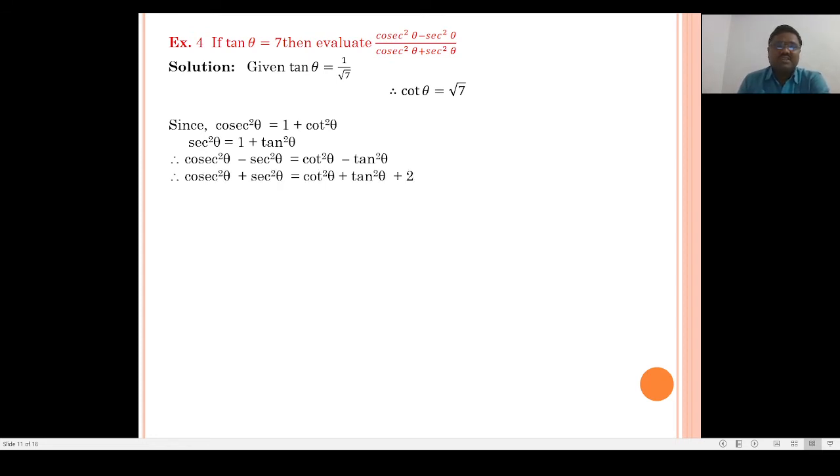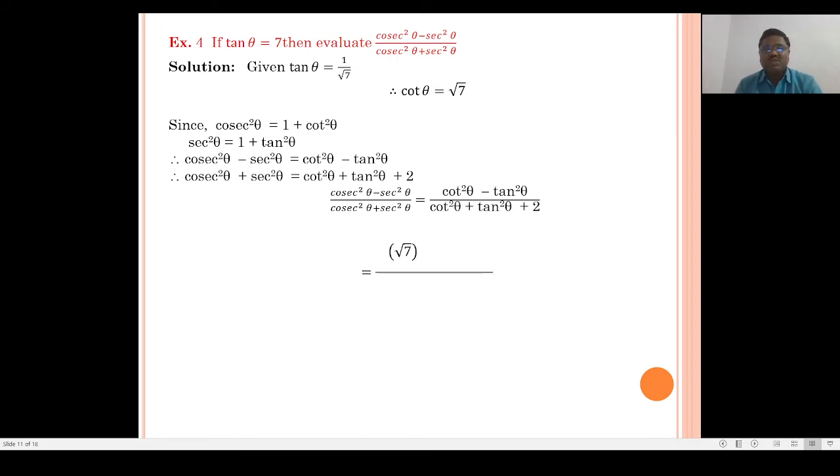So we get cot square theta plus tan square theta plus 2. So cosec square theta minus sec square theta upon cosec square theta plus sec square theta equals to, and by substituting the values we get the answer 7 minus 1 by 7 upon 7 plus 1 by 7 plus 2. So we get 3 by 4.